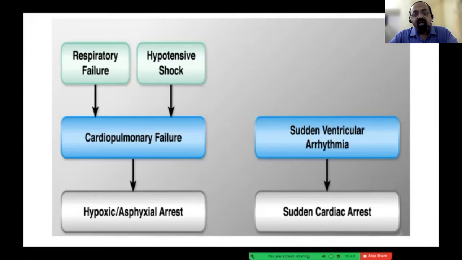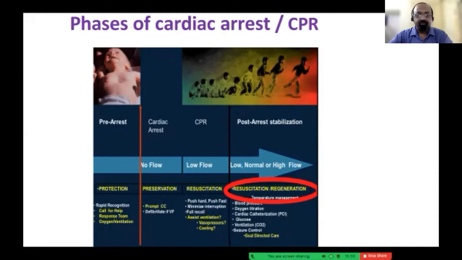And now, Dr. Vandana, can you please talk about all this and then we'll take it forward. Yeah, thank you so much. Good afternoon, everyone. So we'll go through the phases of cardiac arrest and CPR.